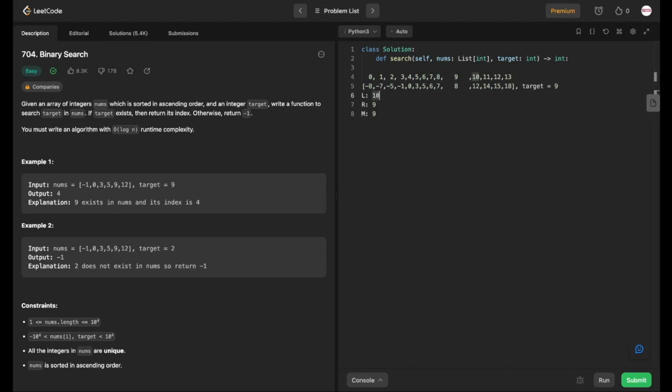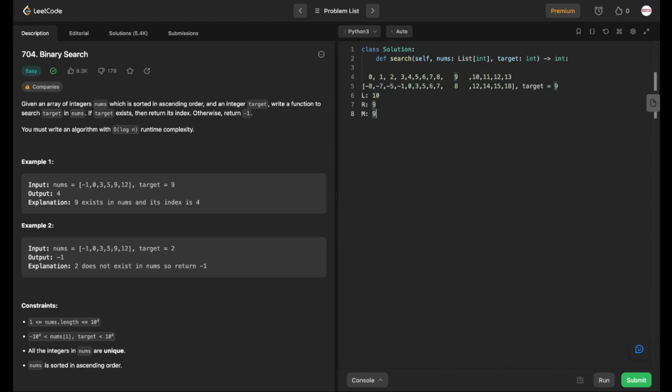Now as you can see, our left pointer is pointing at the 10th index and our right pointer is pointing at the 9th index. Now since our left pointer surpassed our right pointer, we need to return -1 since we no longer have any valid interval within the array to search. Thus, we can conclude that our target value is not contained within the input array.